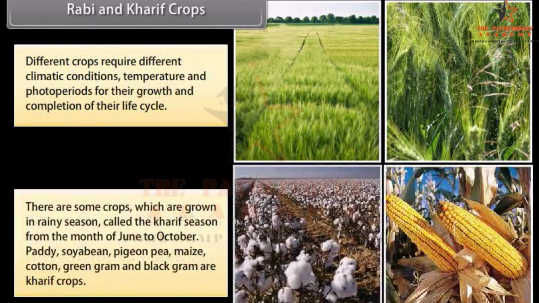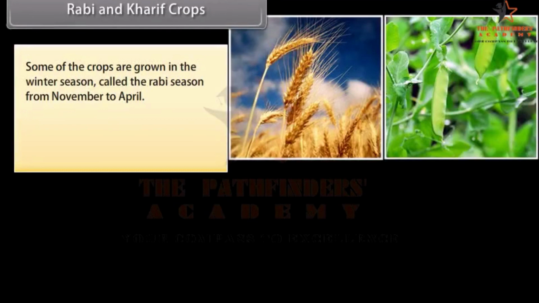which are grown in rainy season, called the Kharif season from the month of June to October. Paddy, soybean, pigeon pea, maize, cotton, green gram, and black gram are Kharif crops. Some of the crops are grown in the winter season, called the Rabi season from November to April. Wheat, gram, peas, mustard, linseed are Rabi crops.